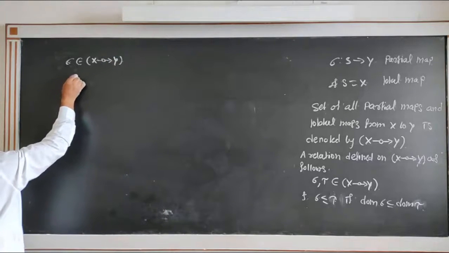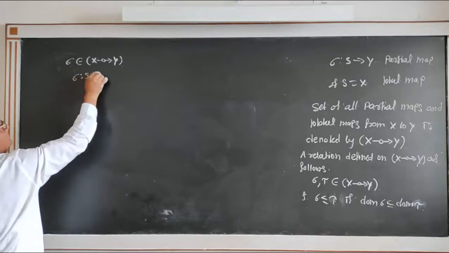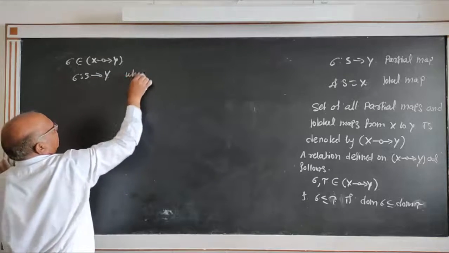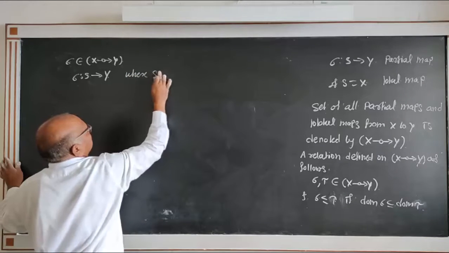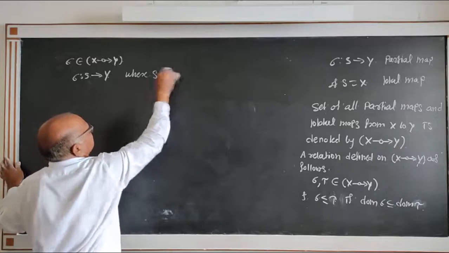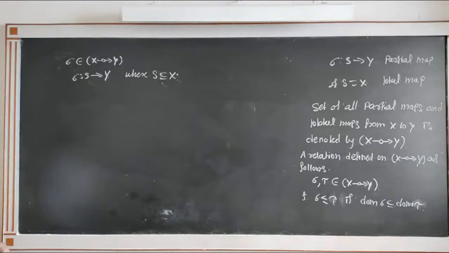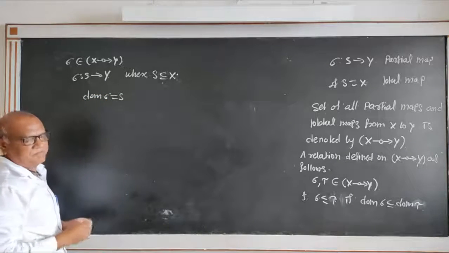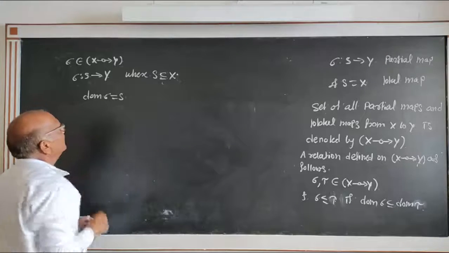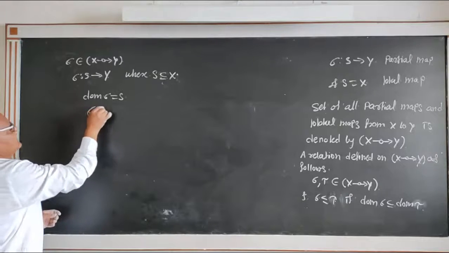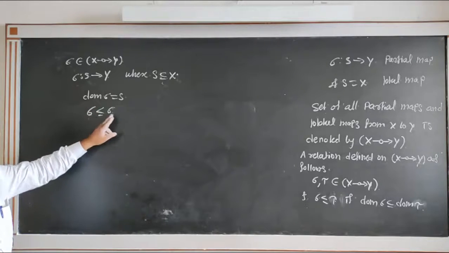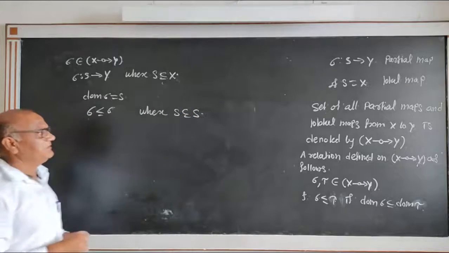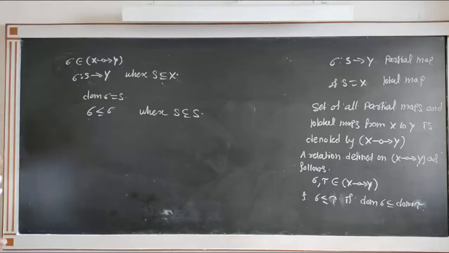Here sigma is a mapping from S to Y, where S is a subset of X. Clearly domain sigma is equal to S, and so sigma is related to sigma, because domain sigma, S, is a subset of S. That means domain sigma is a subset of domain sigma, and so the relation is reflexive.